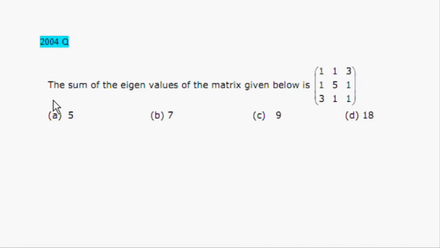This is a 2004 question. The sum of the eigenvalues of the matrix. This is very easy. The sum of the eigenvalues is always equal to the trace. And what is the trace? Trace is the sum of the leading diagonal elements, means 5 plus 1 plus 1, 1 plus 5 plus 1, which is equal to 7. So the sum of the eigenvalues will be 7. So B is the correct answer.